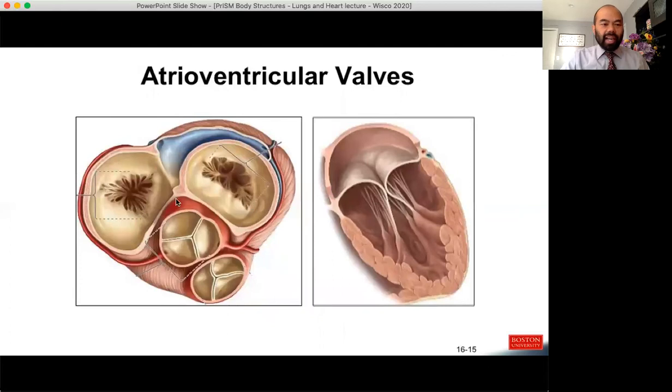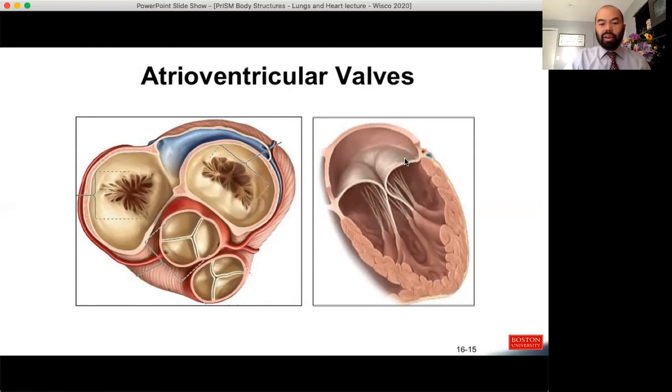So again, here are the atrioventricular valves. They're surrounded by that cardiac skeleton. In this drawing, the atrioventricular valves are open, which means blood is flowing through them. So this stage of blood flow is ventricular diastole. Here is an image when the valves are closed. So this would be a situation during ventricular systole.